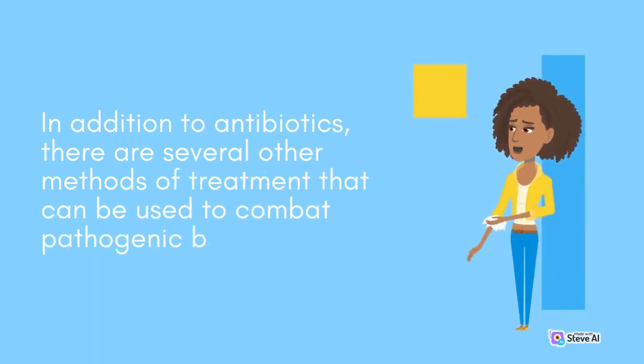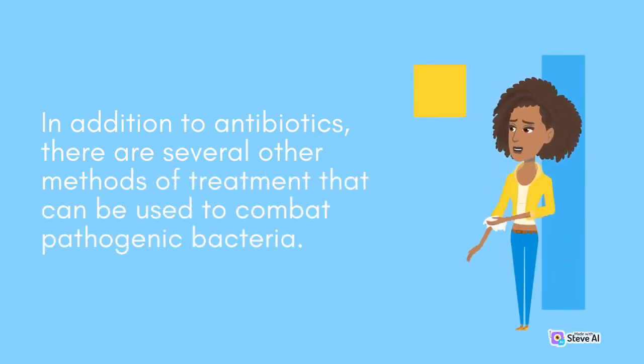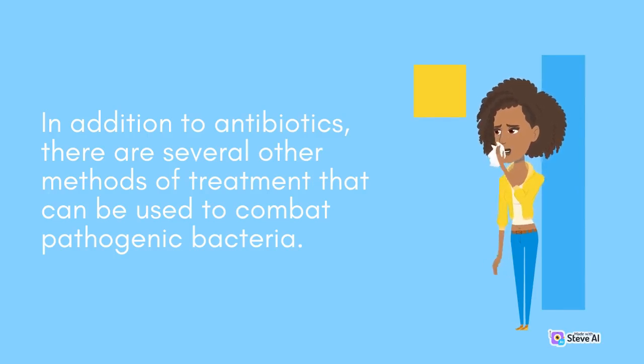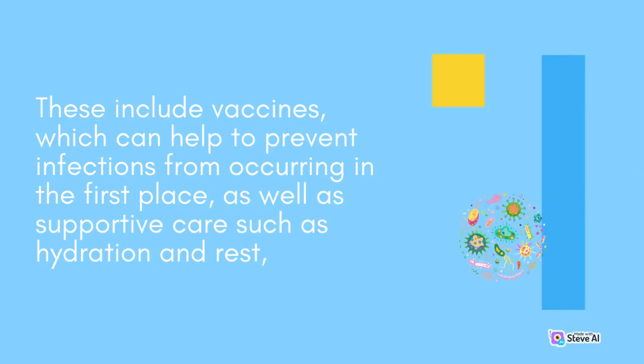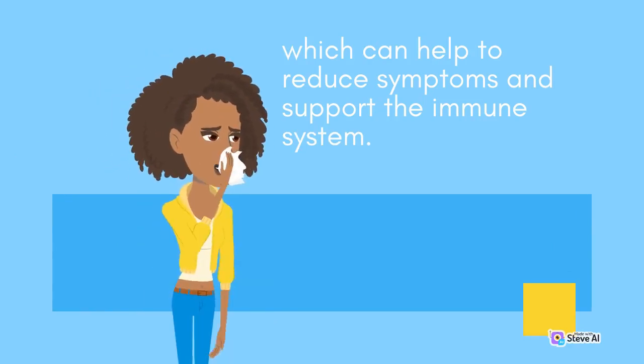In addition to antibiotics, there are several other methods of treatment that can be used to combat pathogenic bacteria. These include vaccines, which can help to prevent infections from occurring in the first place, as well as supportive care such as hydration and rest, which can help to reduce symptoms and support the immune system.